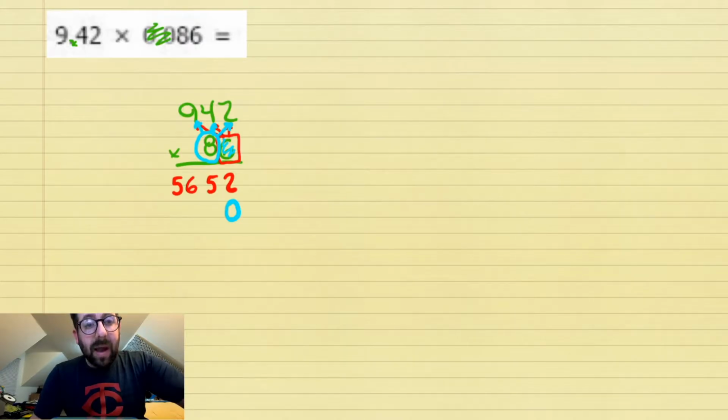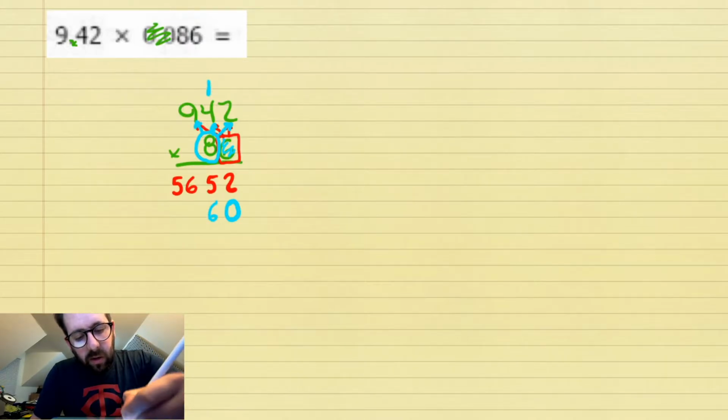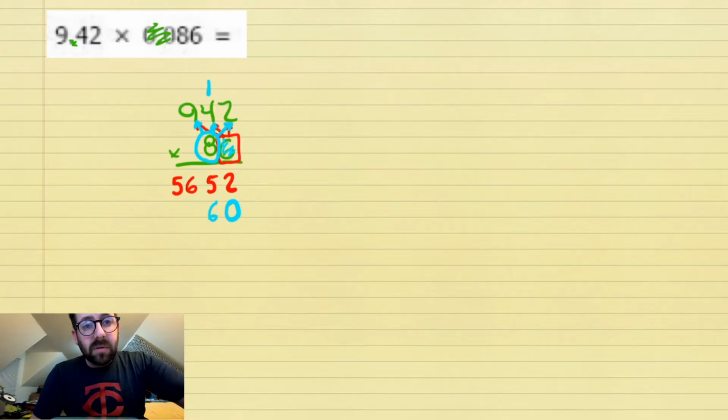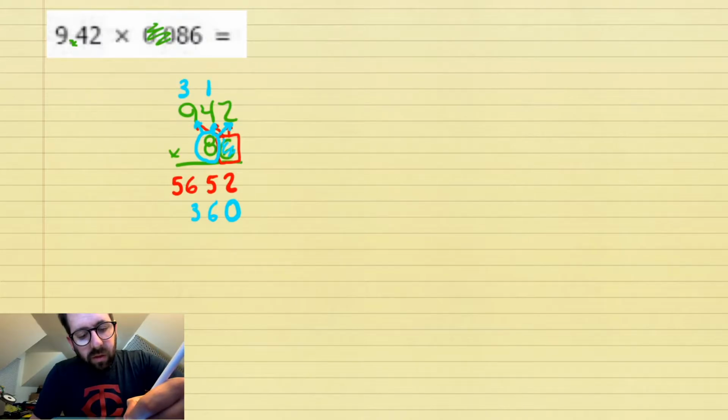And so the 8 is now 8 times 2, which is 16, carry the 1. 8 times the 4, which is 32, plus the 1, which is 33, carry the 3. 8 times the 9, which is 72, and I'm adding 3, which is 75.